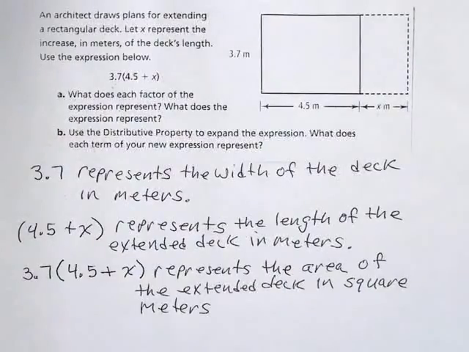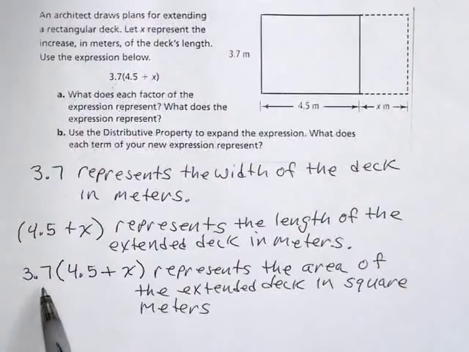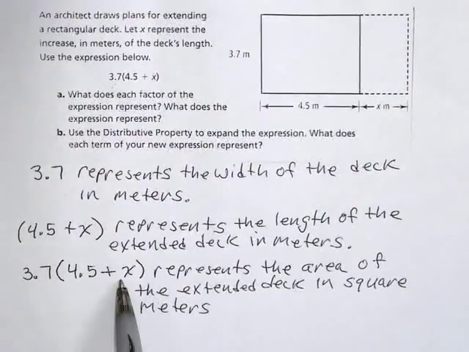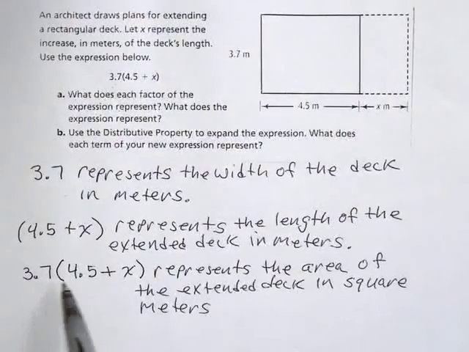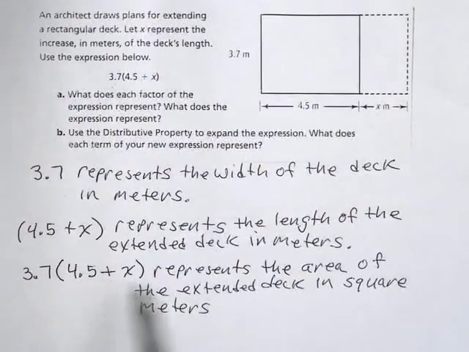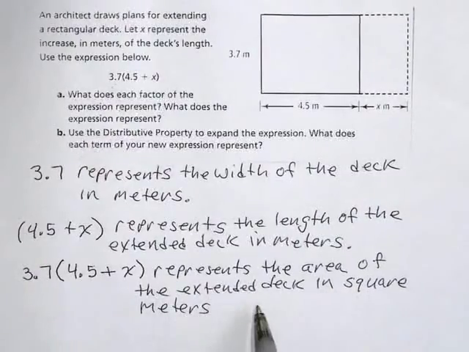All right, and lastly, we're asked, what does this represent? Well, if I multiply the width by the length, as most of you recall, that's how I find the area of a rectangle, right? So 3.7 multiplied by (4.5 plus x) is going to represent the area of the extended deck in square meters, right? Because everything in this problem is in meters.